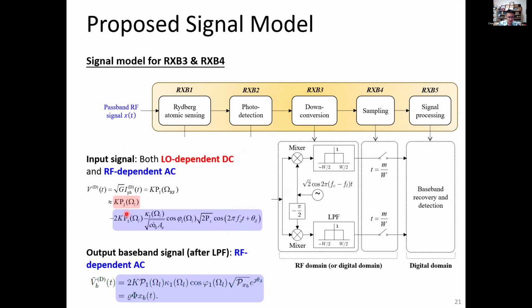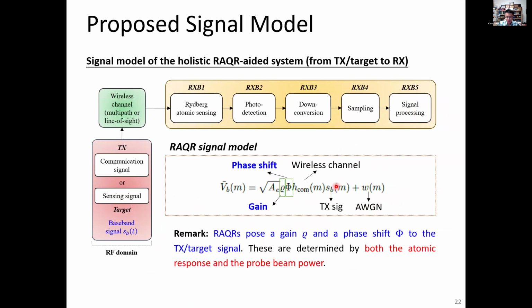At first, you can see at the right hand side, this is the noise, the AWGN noise. Then this SB here is the transmit signal, the baseband signal of the RF signal that we want to detect. Then this H is the wireless channel, as per normal.